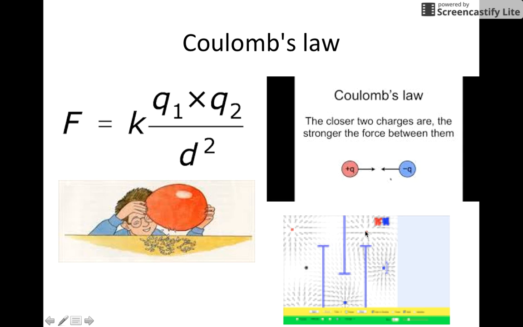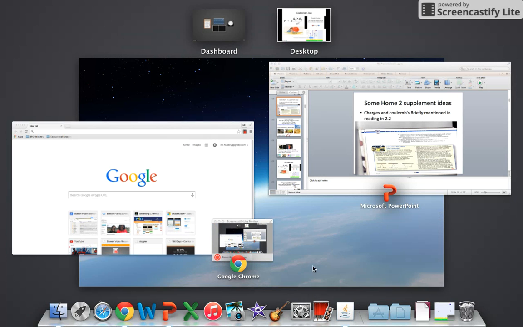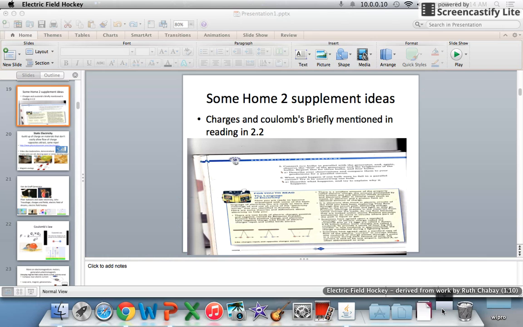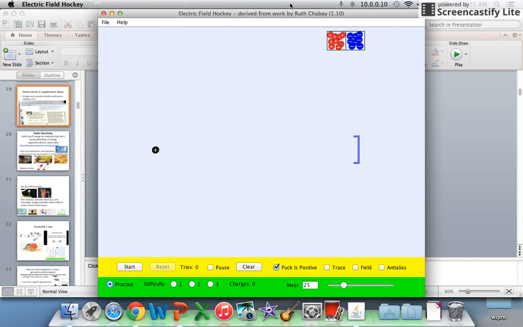And of course, I really like electric field hockey. If you have access to computers, they could use this simulation at PhET. Let me show you it real quick. So it's pretty simple. They get to pull charges and see that the same charges will repel. You can see that vector arrow where it's going to go, and opposites will attract.